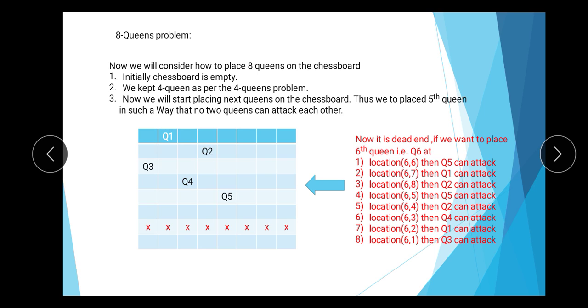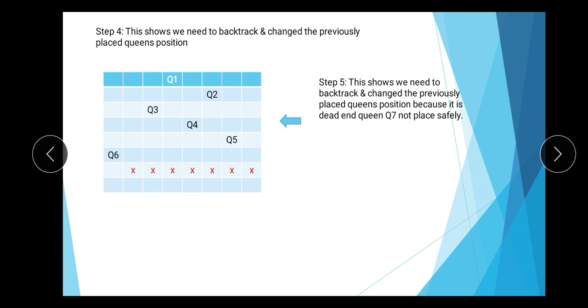So we need to backtrack, and after backtracking we change the positions of our queens. We place the first queen in the first row, fourth column. We place the second queen in the second row, sixth column. We place the third queen in the third row, third column. We place the fourth queen in the third row, fifth column.